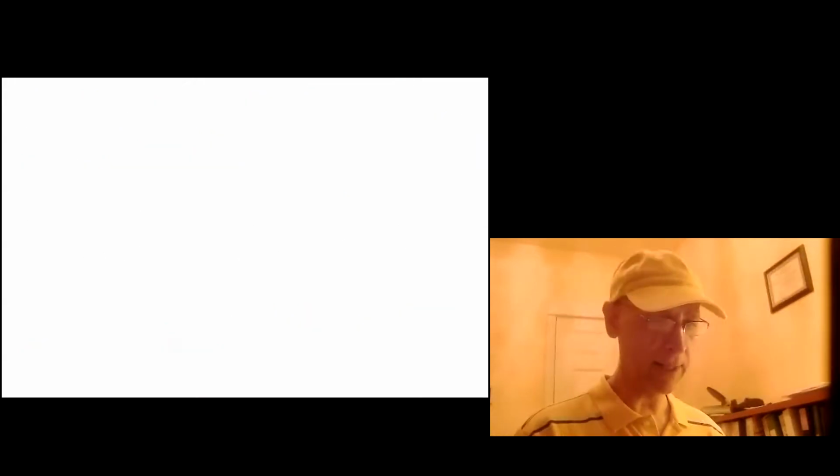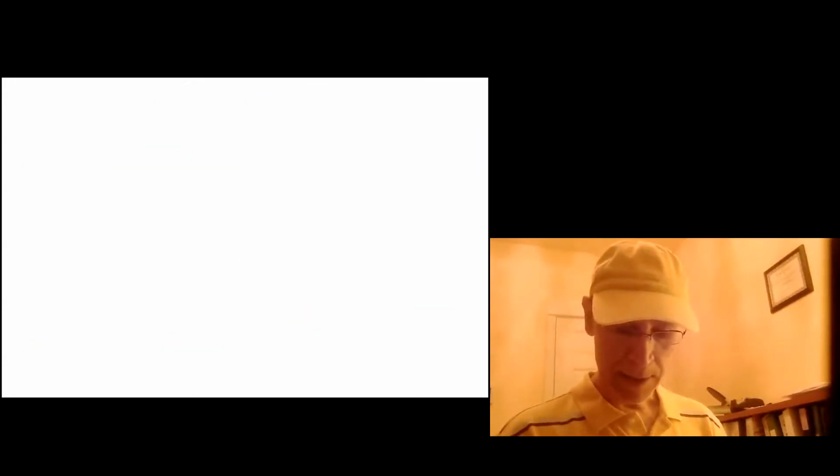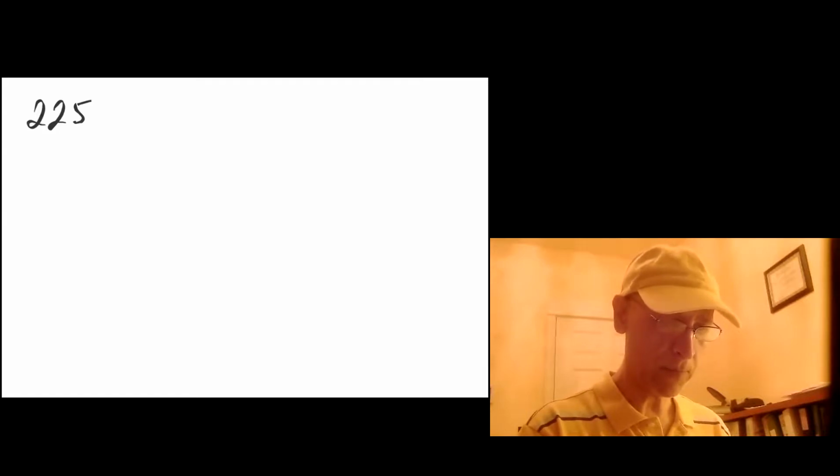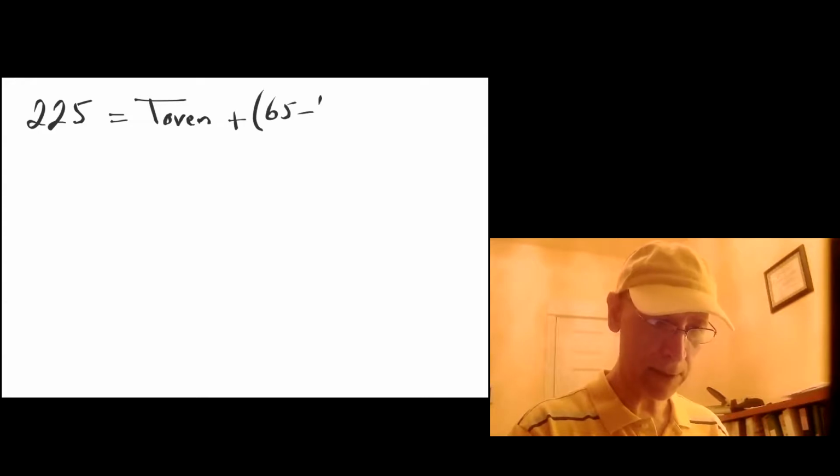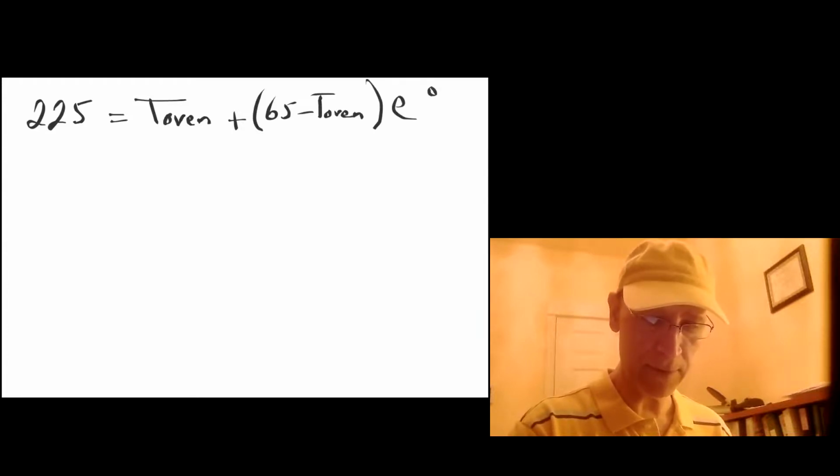Let me go ahead to the next page. Do you remember that we have 225 equals temperature of oven plus 65 minus temperature of oven times e to the minus 0.5 k.